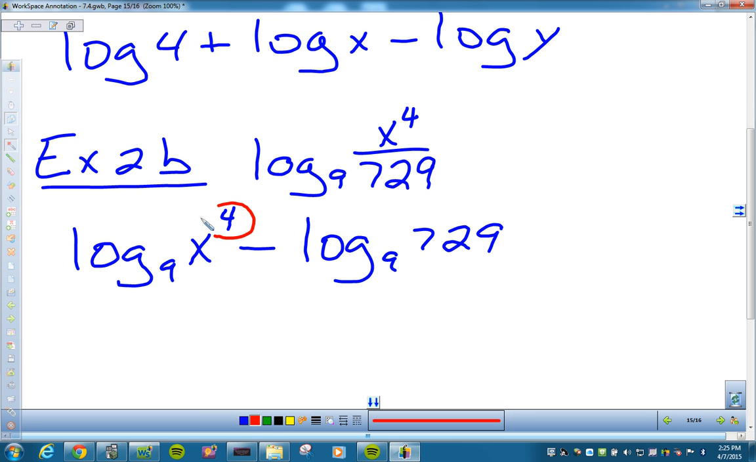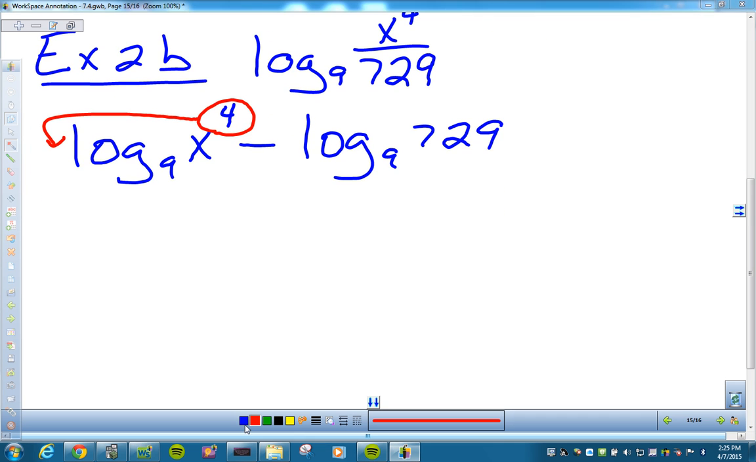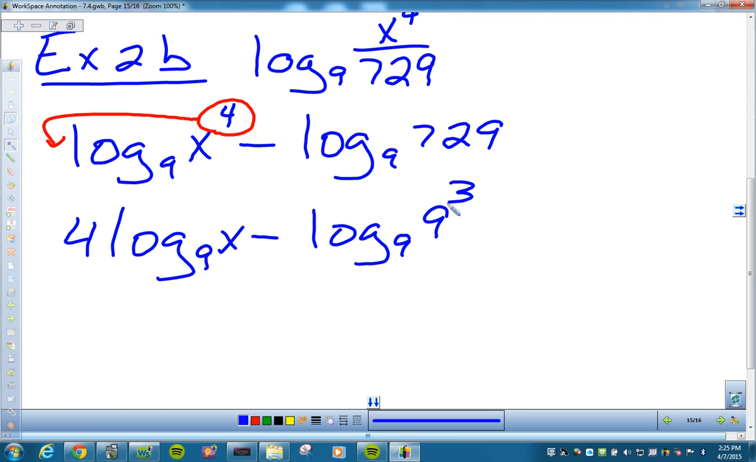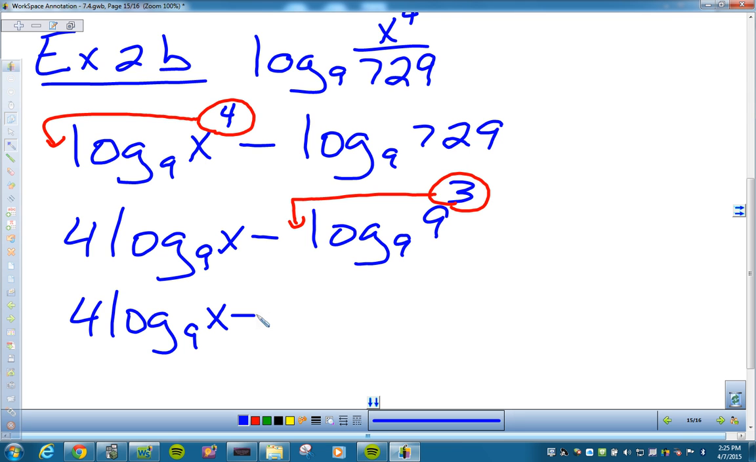So we're going to use the power property on this first one. That 4 comes down in front of the log base 9 of x. So we have 4 log base 9 of x, and then minus, yes, it's going to be 3. I'm going to show a couple more steps though. Log base 9 of 9 to the 3rd power. So log base 9 of 9 is 1. And then because of the power property, that 3 comes down in front of the log. So we get 4 log base 9 of x minus 3.